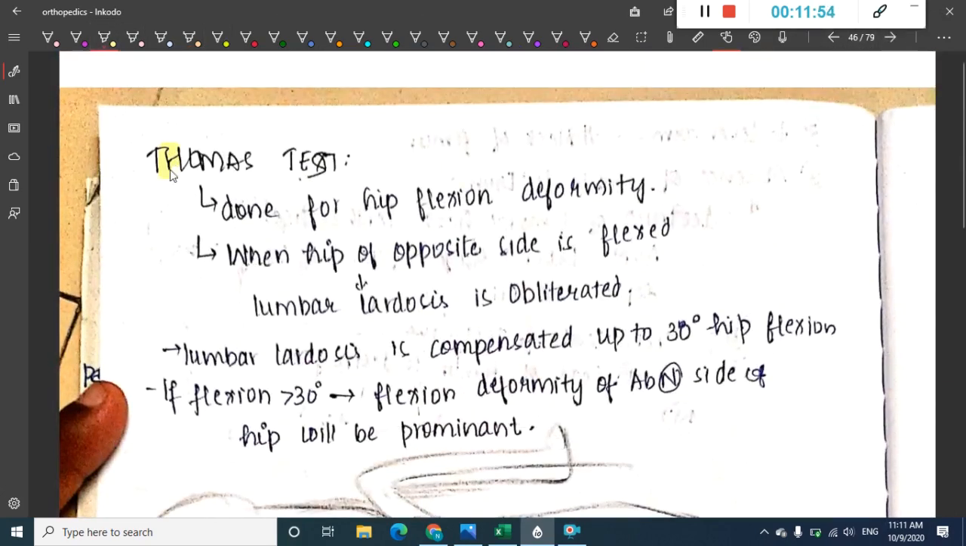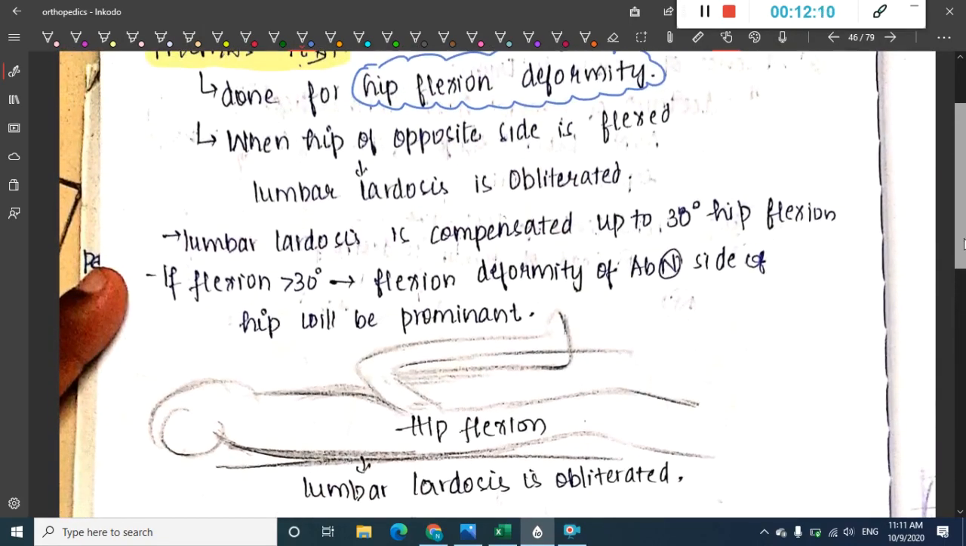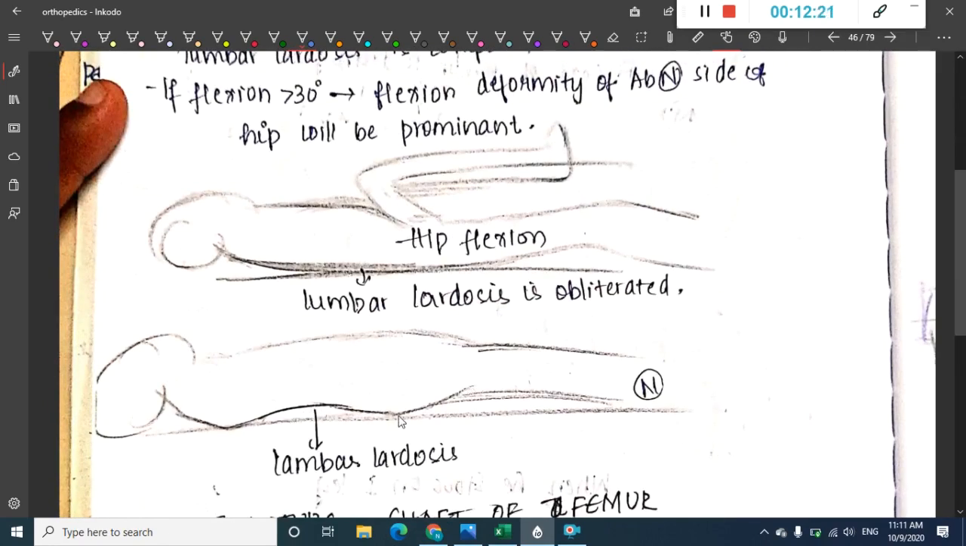Then the next test which is important here is the Thomas test. What does Thomas test do? This Thomas test is done for knowing the hip flexion deformity. So how do you do this Thomas test? In this Thomas test, the hip is flexed. Normally we have lumbar lordosis which is present like this. So when anyone lies down, this curvature which you see here produces some gap. So this is called lumbar lordosis, which is seen normally.